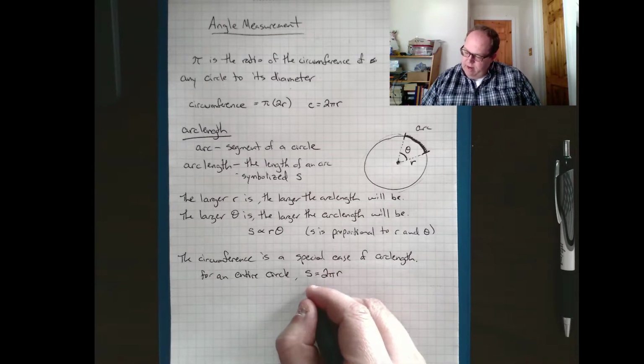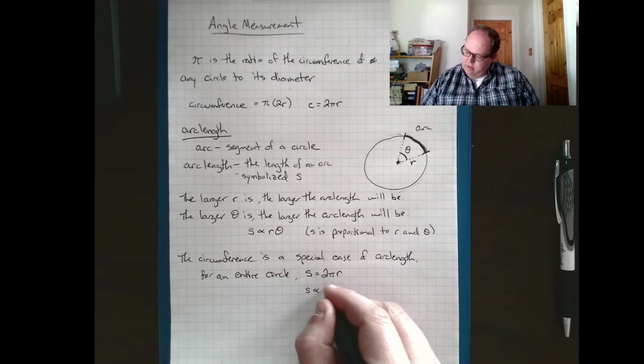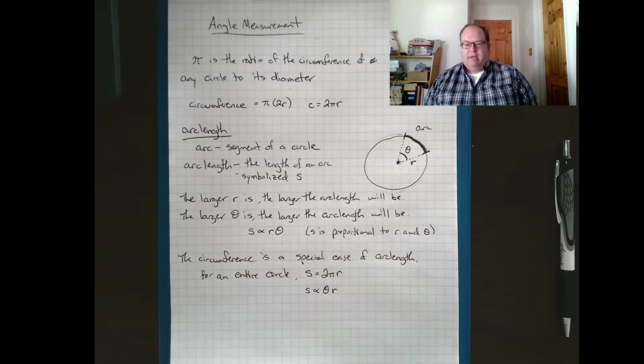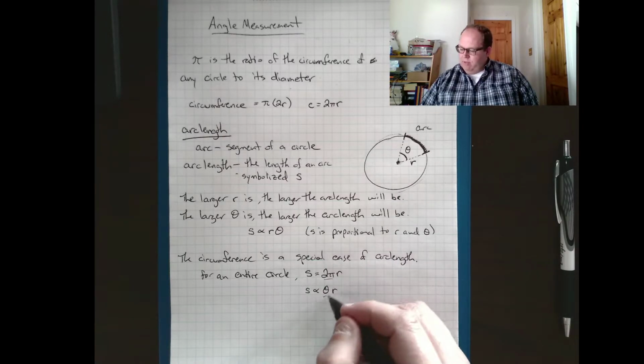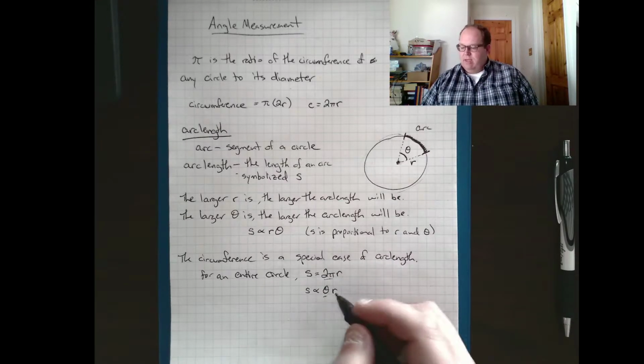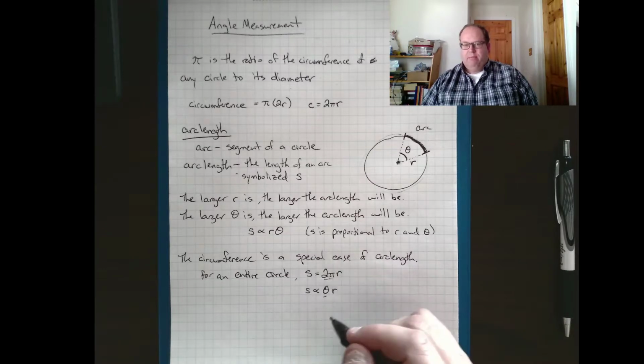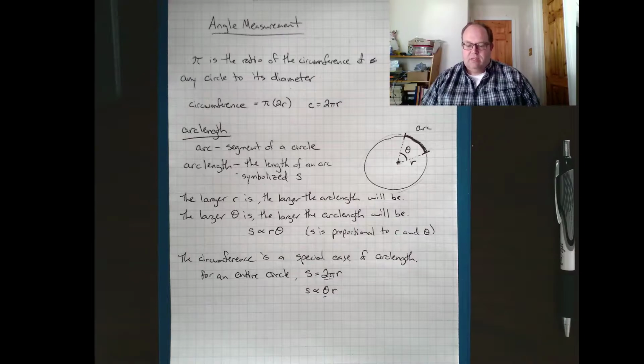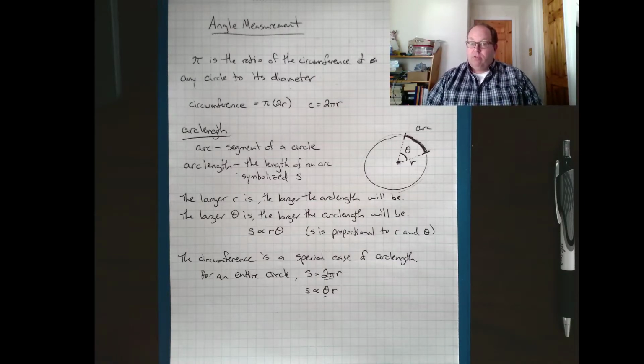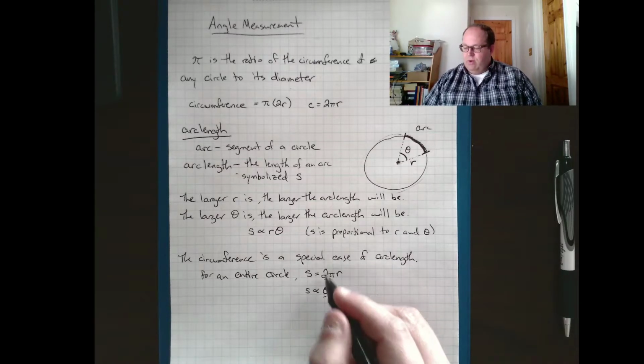But I know that my arc length has to be proportional to the angle and the radius. It looks like I could set up a direct correlation here if I base my angle on pi. And that is the basis for what most mathematicians would use for angle measurement. And that is what we call radians.